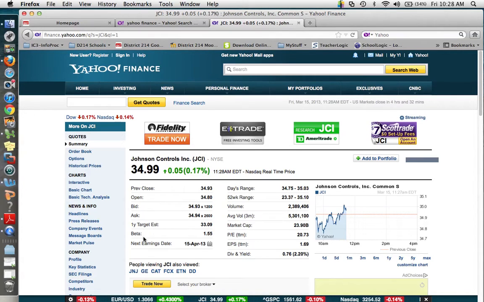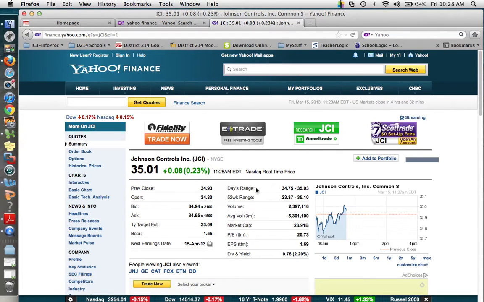Next is the 1-year target estimate, and this is what is predicted to be the average stock price of the stock a year from now. The beta shows the volatility. If it's greater than 1, it's showing that this stock is moving along with the index, but it's a little bit more influenced by day-to-day news than the index, such as the Dow Jones or the S&P 500.